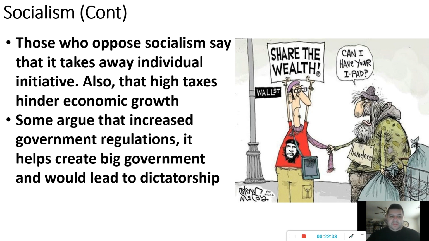They also say that with increased government regulation, some people think it will make the government too big, and that a big government is a bad thing.